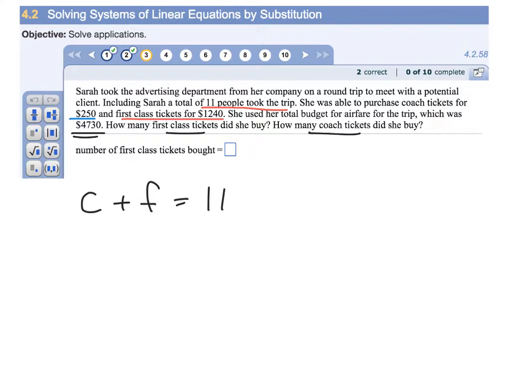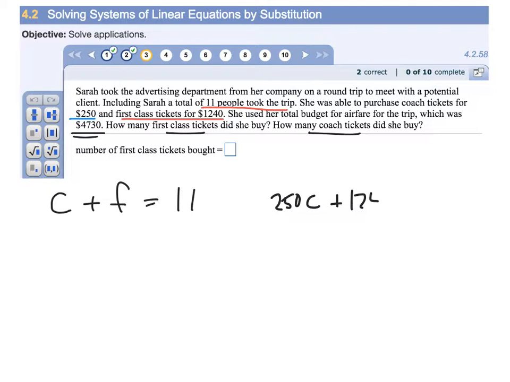starting point right there. Now we know that each of those coach cost $250 plus each of those first class cost $1,240. And if we add all of our money up, we get $4,730. So there is our other equation. So we've got these two equations, and when we solve by substitution, we're going to solve for a variable.